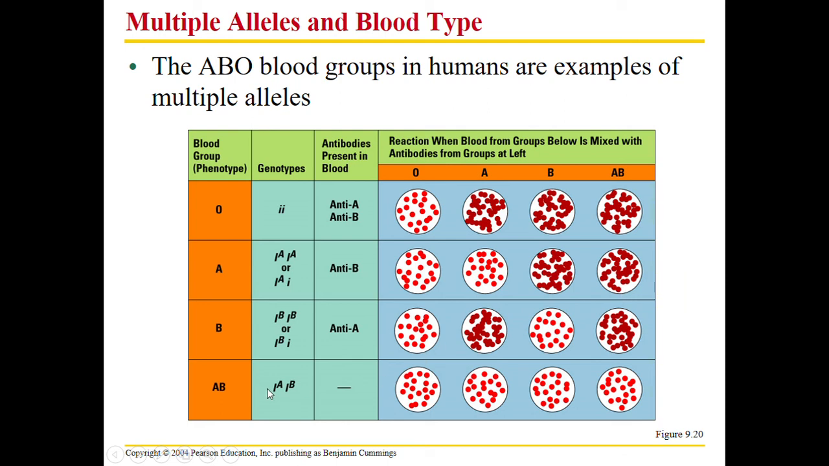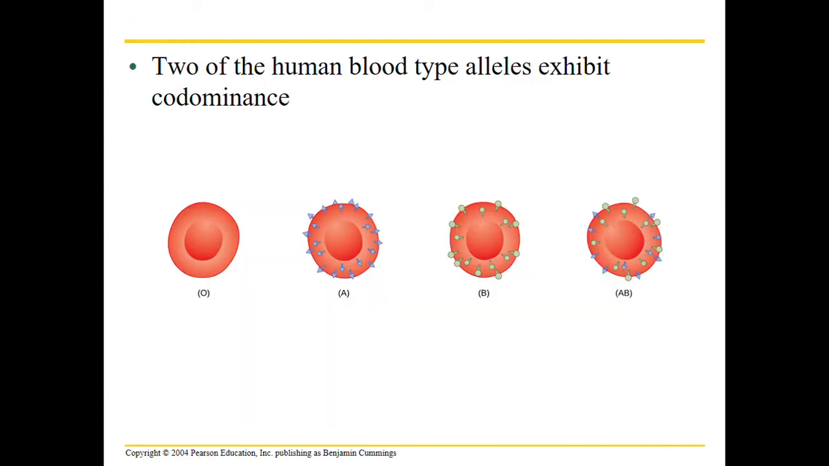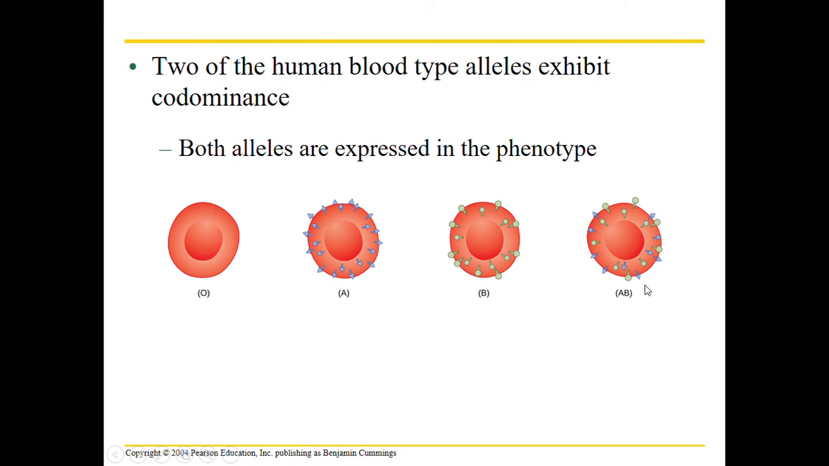Then we have AB, the universal receiver, because it doesn't clot with anything and it's not making any antibodies. AB doesn't have any antibodies present in its blood, so it is able to accept blood from all these different blood groups without clotting. See, it all looks normal, it all looks good. And as we discussed, this is codominance. Here we see the A proteins and B proteins in AB blood. And in a flower, we'd see red and white spots instead of a mixed pink color. Both alleles are expressed in the phenotype.